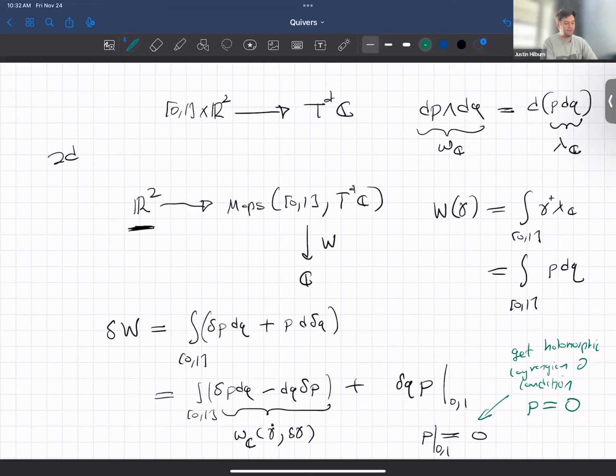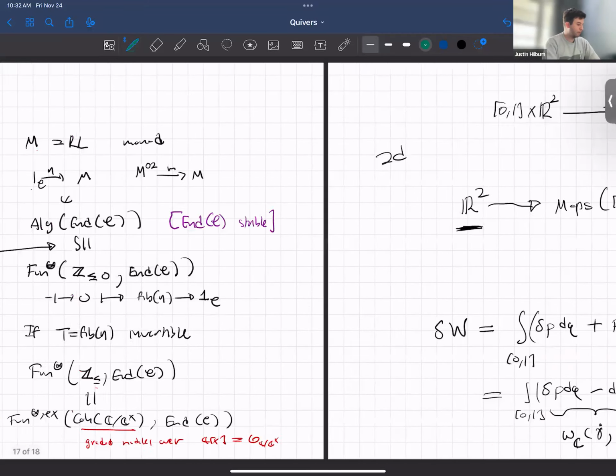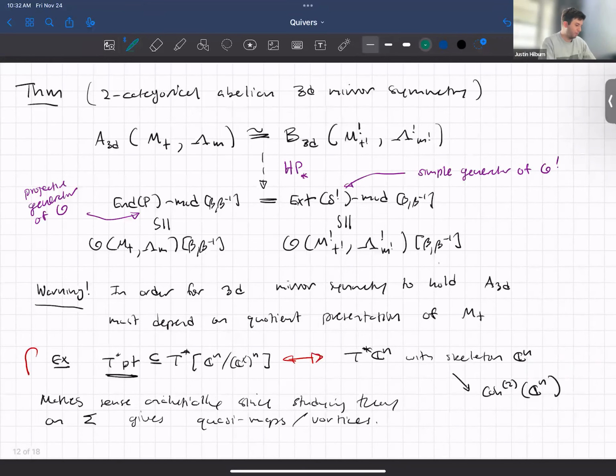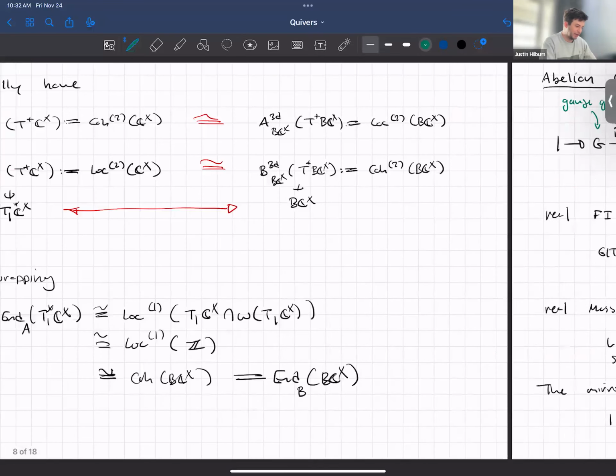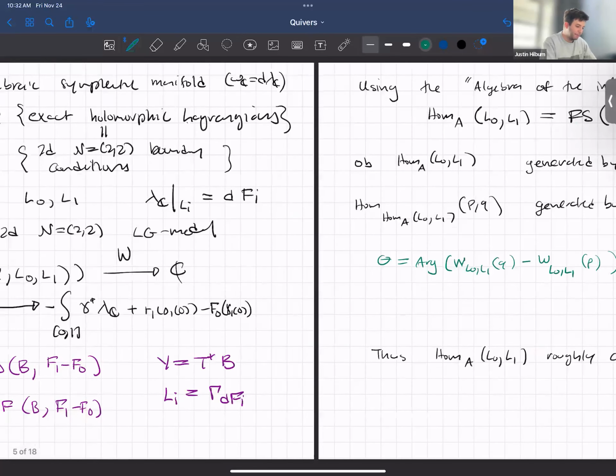So in order to cancel out this variation, you end up asking that you have exact holomorphic Lagrangian boundary conditions. And if you added some boundary terms to the superpotential, you could get any exact holomorphic Lagrangian that you want. I could make this thing land on any graph of any dW. So I don't know if that was actually helpful. It seems like it was not.